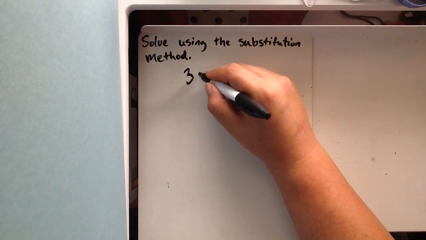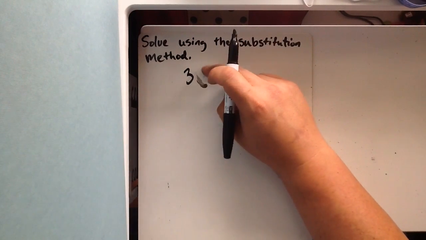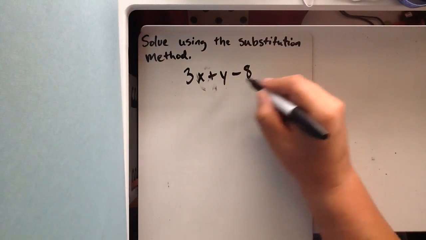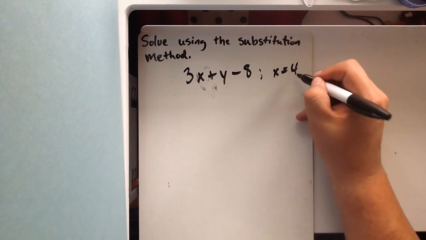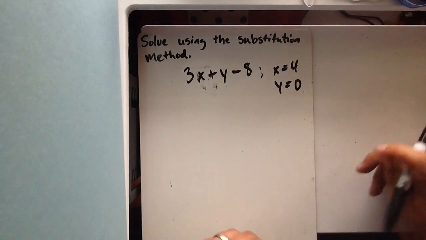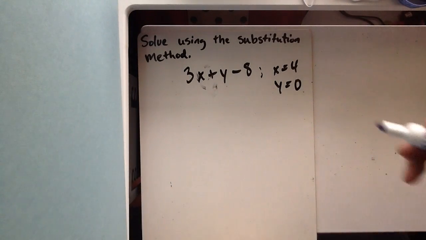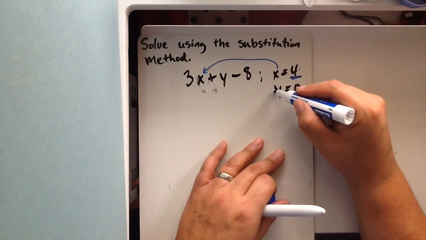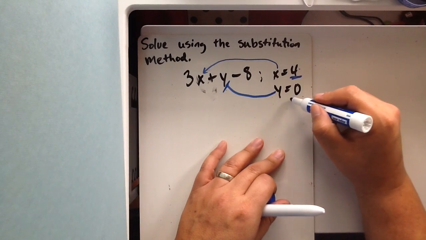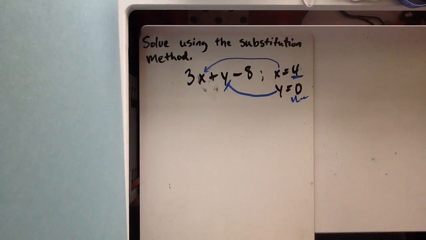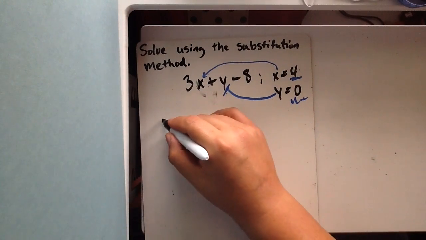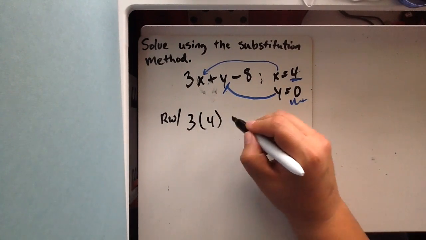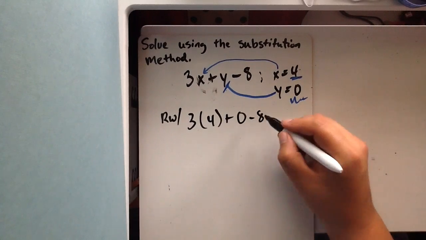Well, if you remember from previous problems, that should be an X. And then you're given x equals 4, y equals 0. Well, substitution literally means this: replace x with the value of 4 and replace y with the value of 0. That is it, substitution. So I would rewrite this expression as 3 times 4 plus 0 minus 8.